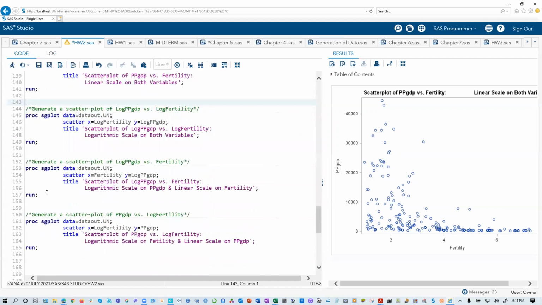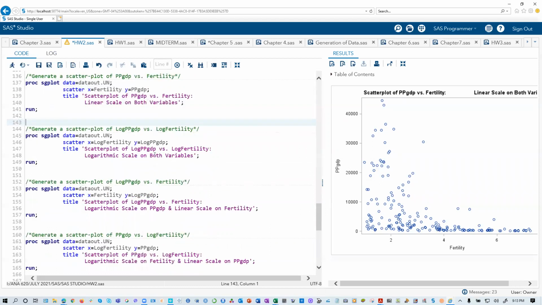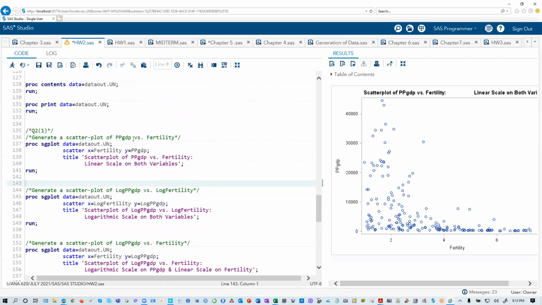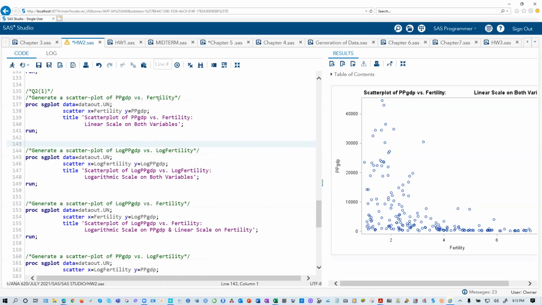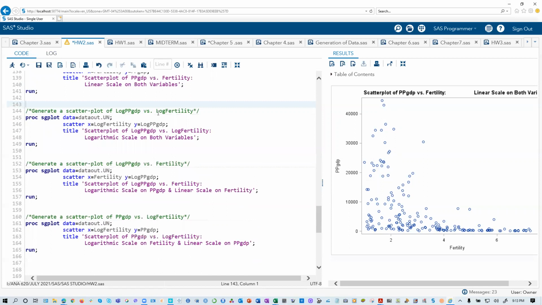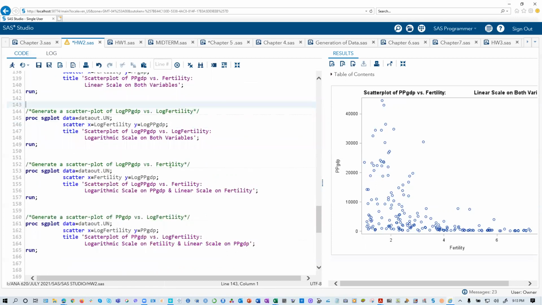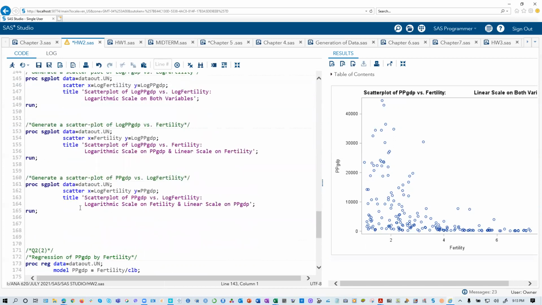In addition to that, yesterday we had this discussion, and I was trying to do this in all four possible options. PP, GDP, fertility: no logs on any of these, on X or Y. Log on both, logarithm scale on both. Here, linear scale on both variables. Logarithm scale on both variables. And the third one, logarithm scale on PP, GDP only, linear scale on fertility. Fertility is kept as it is, and I take the log on the other. And the other way around: logarithmic scale on fertility and linear scale on PP, GDP.